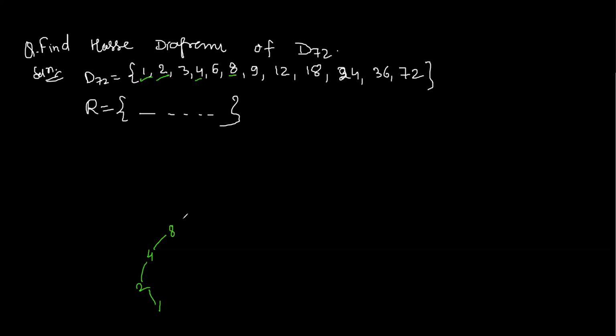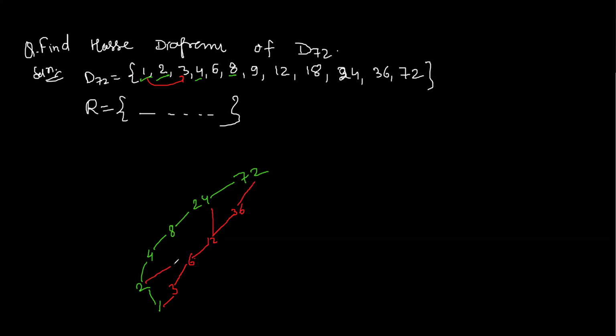The relation is divisibility. That is the relation, divided by. 8 divides 24. And 24 divides 72, right? Yes. But 1 also divides 3. Yes, 3 also divides 24. 6 divides 12. 12 divides 24. 12 also divides 36. Right? So 2 also divides 12 and 6.